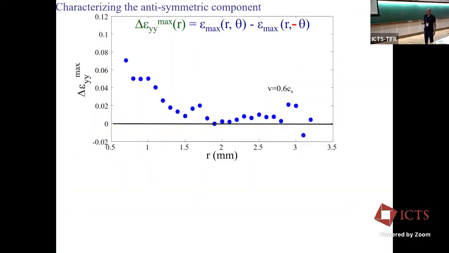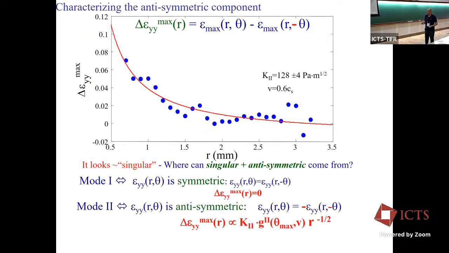And when we do that, we see that the asymmetry actually seems to be becoming singular. And if we fit it to a curve, what we find is that it goes approximately like 1 over the square root of r. So this is behaving like a mode 2 component. Remember, mode 2 is under shear.